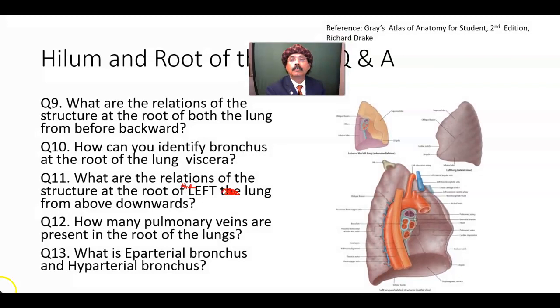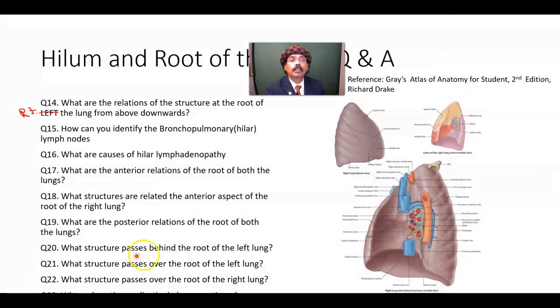Okay, now what structure passes above the root of the left lung? Answer should be arch of the aorta. What structure passes behind the root of the left lung? Descending thoracic aorta. What is the relationship of the structures from above downward in the left lung? We should have the left pulmonary artery, then the bronchus, then the pulmonary veins. How many pulmonary veins? Two pulmonary veins. So we must know that part. Okay, now we got that.